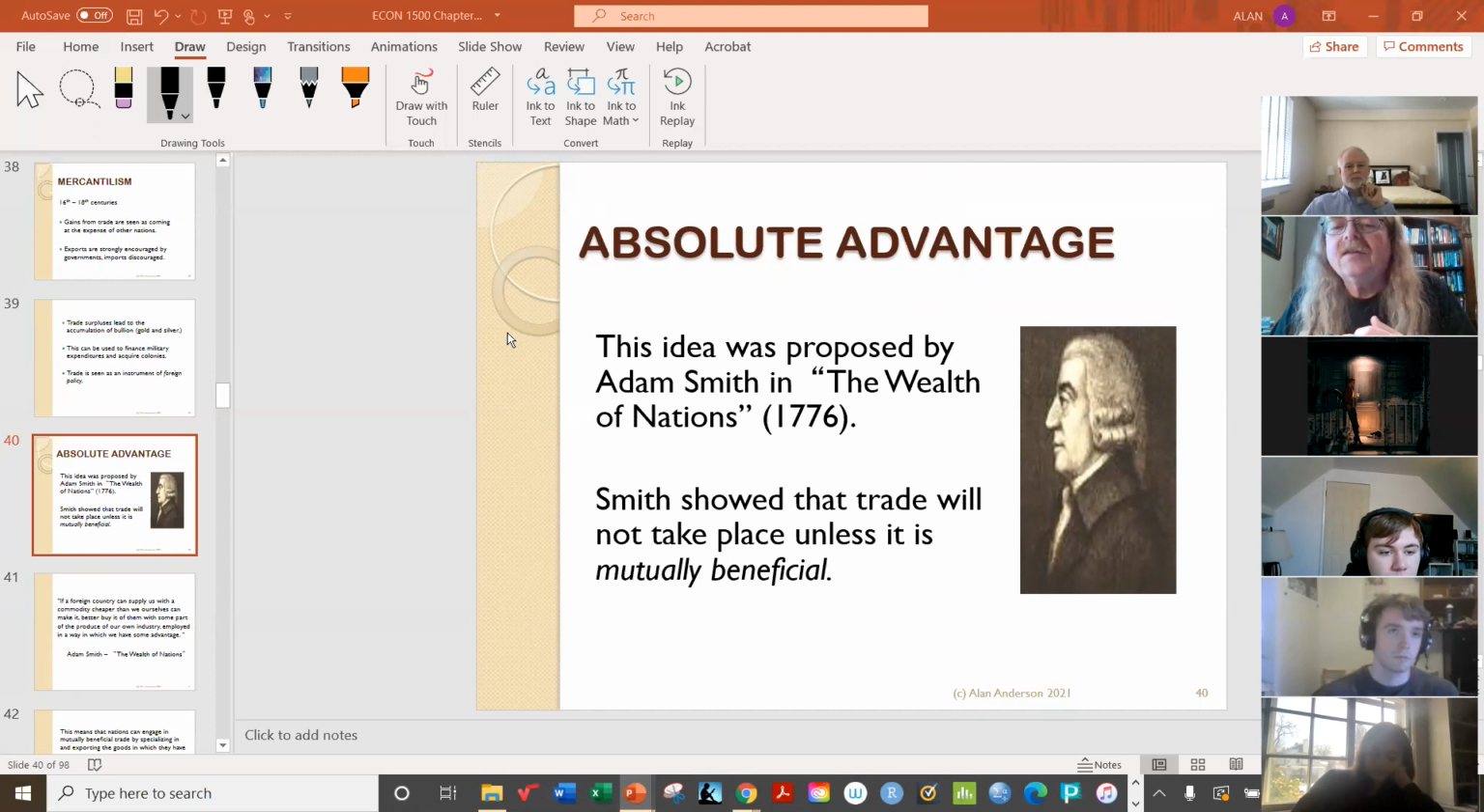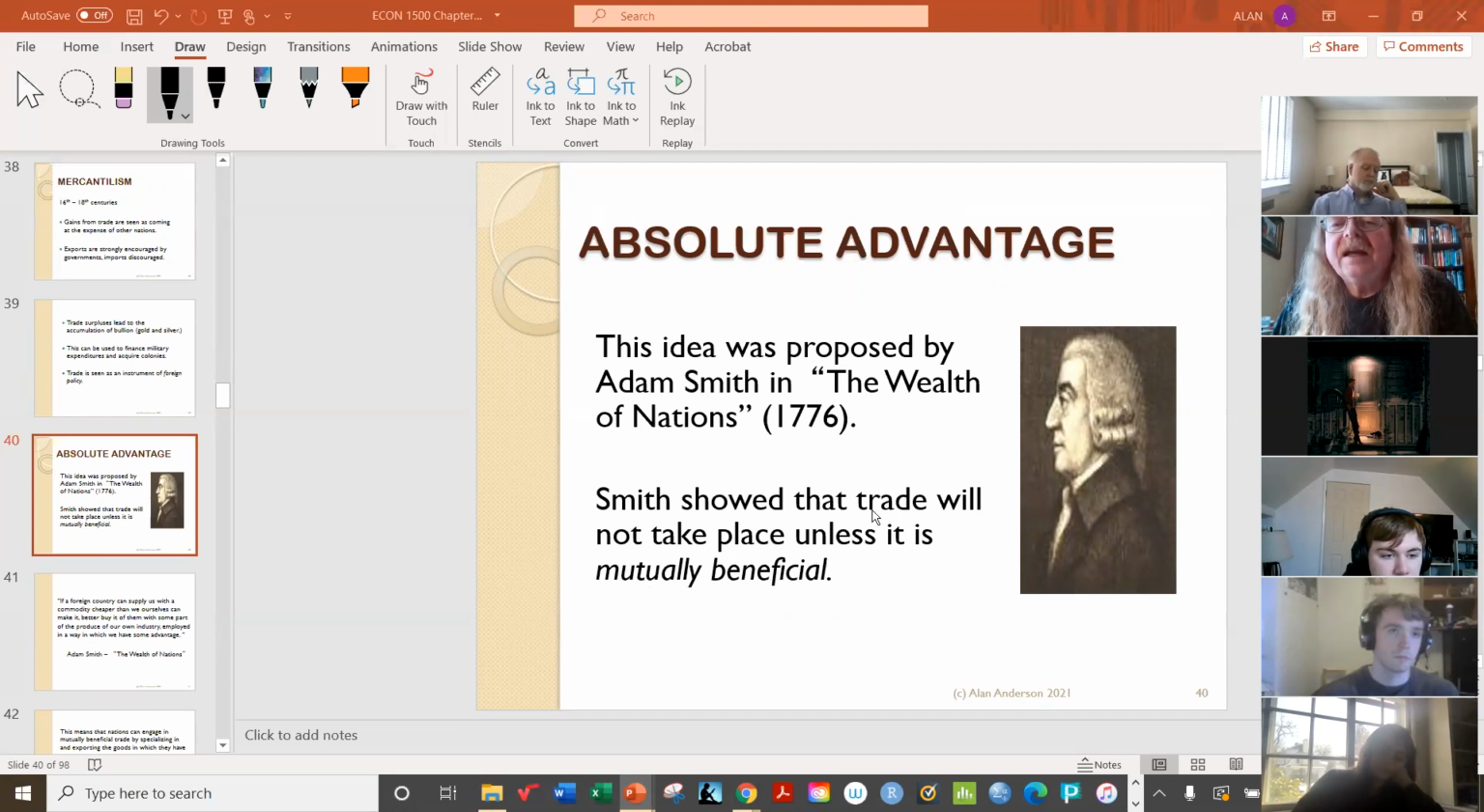And that includes the area of trade, where he's basically saying that unlike the mercantilists who thought we could exploit each other, trade will never happen unless both sides really believe that they're benefiting from it. So there's no point in trying to take advantage of anyone. If they think you're trying to take advantage of them, they won't trade with you. So therefore, trade can only take place when it is mutually beneficial.